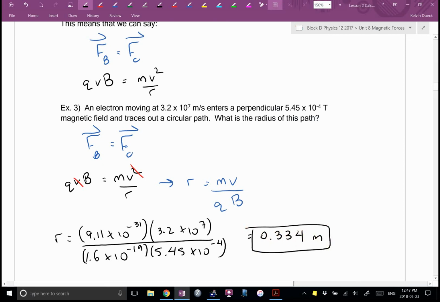What if I sent a proton through this same system? Would the radius be bigger, smaller, or the same size? Well, if they went at the same speed, v would be the same, q is the same. Oh, what? So a bigger mass means a proton wouldn't be deflected as fast because it's more massive, and so it would have a larger curve, a bigger radius, which in hindsight makes good sense.